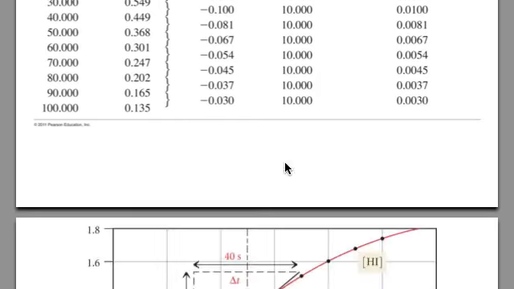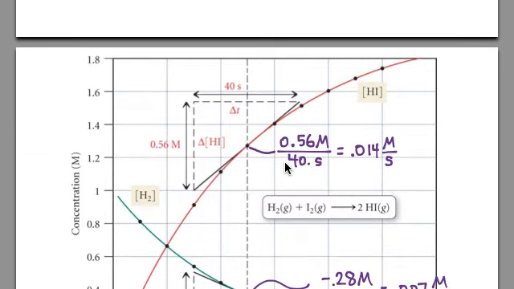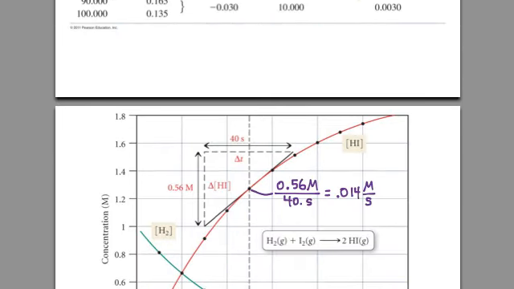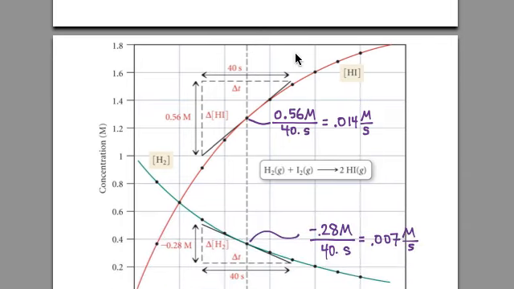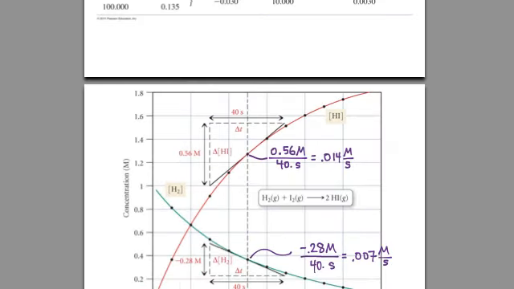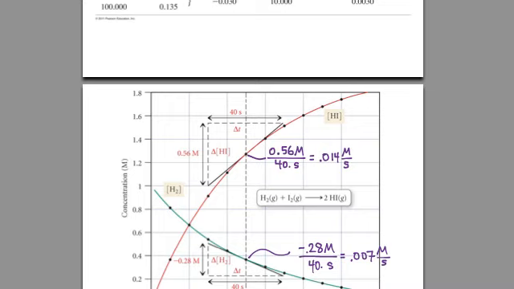But more convenient to look at a graph. And here it is. Let me shrink this bad boy down a little bit so you can see it all in one frame. And again, on the x-axis is time. I can't quite make it all the way down there. Trust me, it's time down here. And let's see, so here's my equation, H2 plus I2 gives 2HI. This is the appearance of HI, and this is the disappearance of H2. I guess it would be similar to the disappearance of I2.